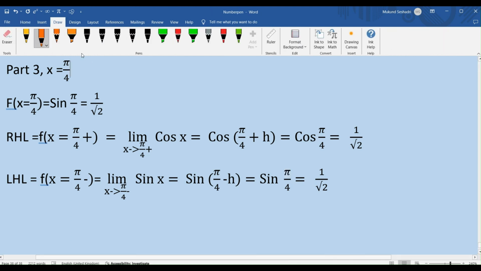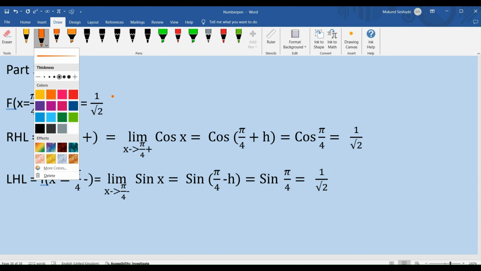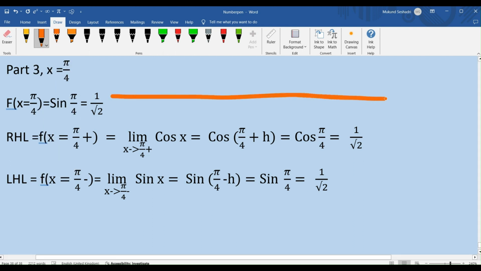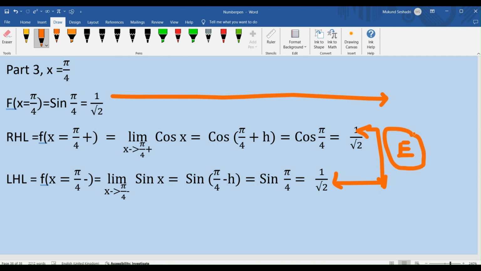So I pick out my pen and I say that my f of x at pi by 4 is 1 by root 2. The limits are equal, the LHL and the RHL are equal, which means that I can comfortably say that the limit exists. And my next condition is that the limit that I calculated has to be equal to f of x at x equals pi by 4, right? And what is that? That is also equal to 1 by root 2. So I have all the conditions fulfilled for continuity at x equals pi by 4.